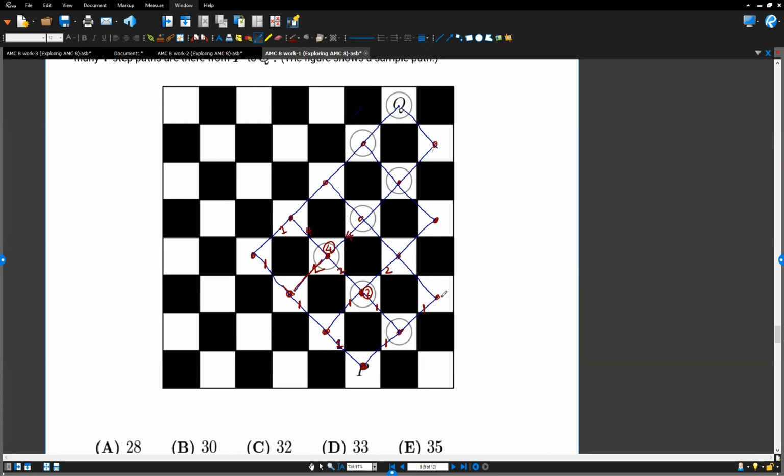Okay, this number 1 over here, still this is number 1. There's no choice. This number 1. At this point, the number 2 plus number 1 is, this node number is 3.